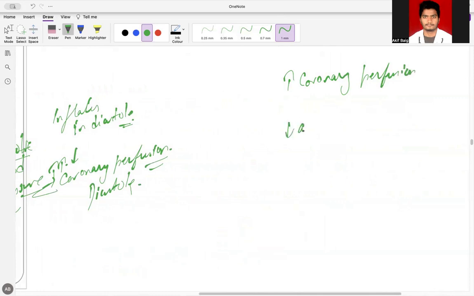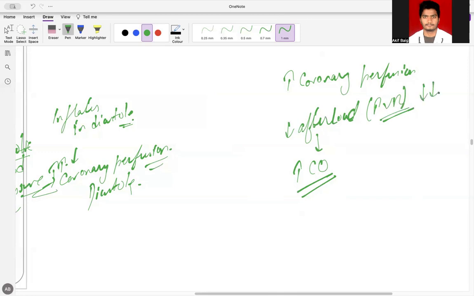Also, it decreases the afterload. Since it decreases the afterload, it helps in increasing the cardiac output, because the left ventricle now faces less resistance. Afterload means peripheral vascular resistance, so peripheral vascular resistance is decreased. The left ventricle can easily empty without much resistance from the aorta, and thus it increases the cardiac output. By how much? Usually they say it increases the cardiac output by 300 to 500 ml.